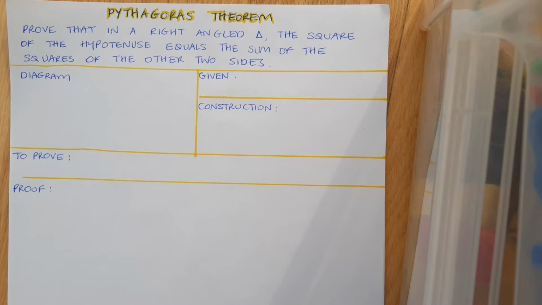This is our video for Pythagoras Theorem. The statement that you would see on your exam paper is: prove that in a right angle triangle, the square of the hypotenuse equals the sum of the squares of the other two sides. So that's just stating Pythagoras Theorem in words.